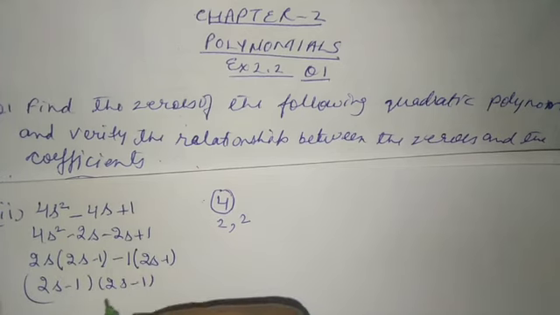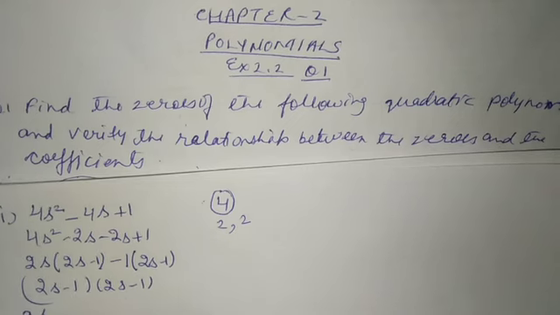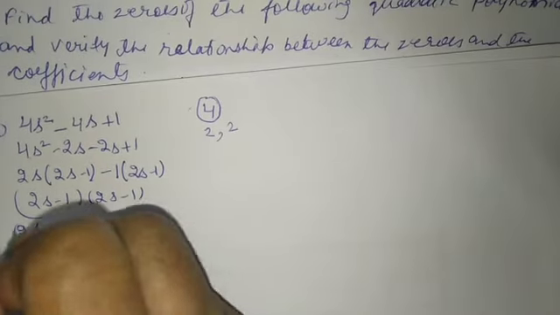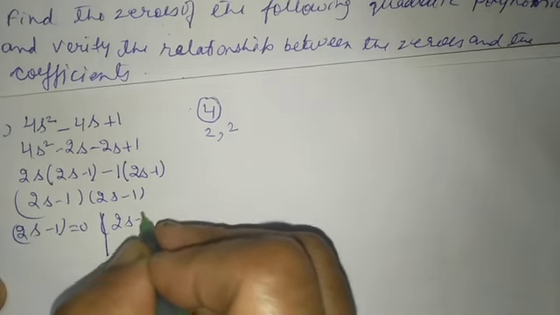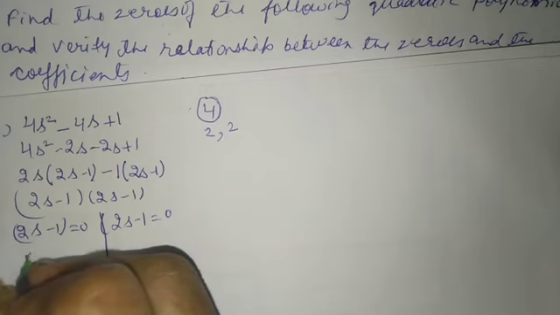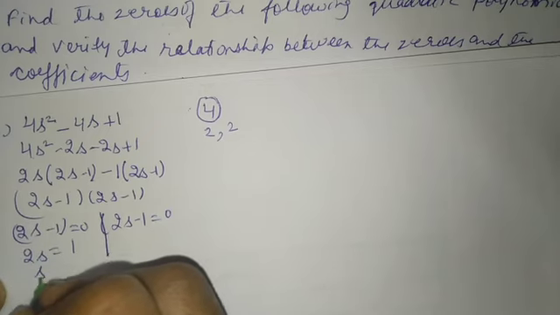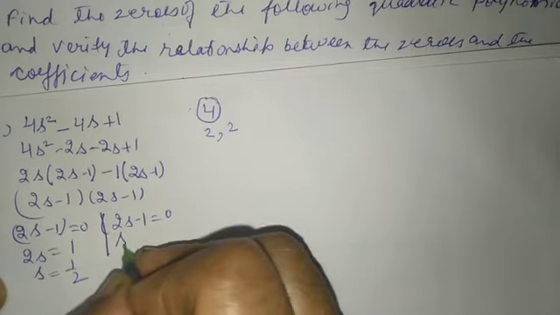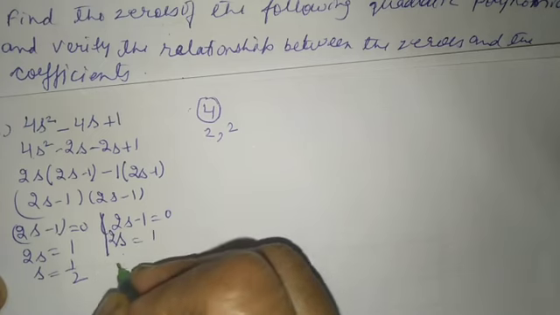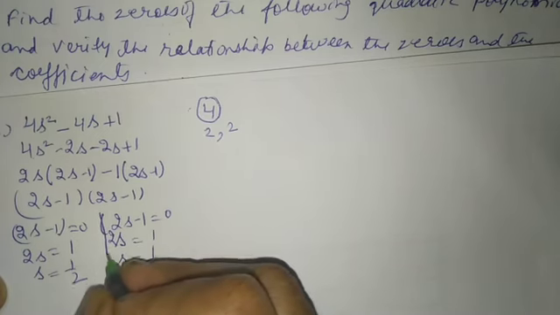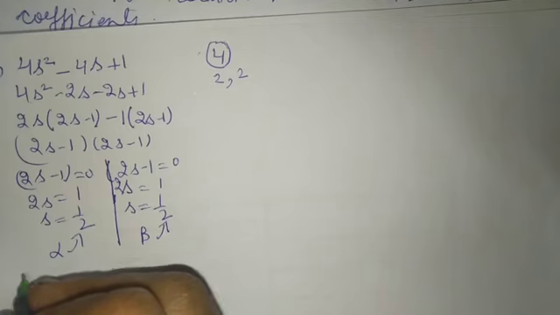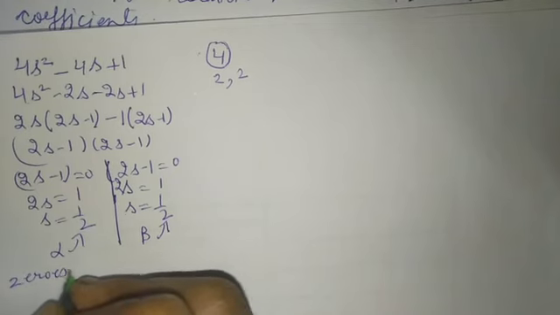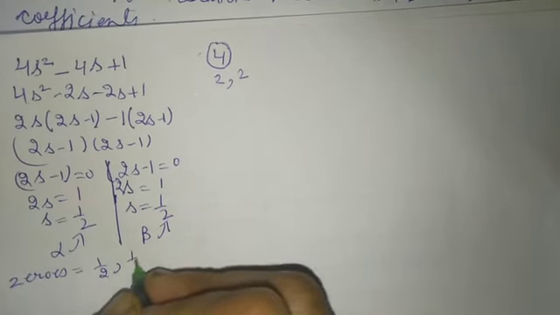The value of this quadratic polynomial will be 0 when 2s minus 1 is equal to 0, and for this one also 2s minus 1 is equal to 0. So 2s is equal to 1, or s is equal to 1 by 2. Here also 2s is equal to 1 and s is equal to 1 by 2. Let's say this is our alpha and this is our beta. Now these are the zeros of the polynomial which we got. So the zeros here are 1 by 2 and 1 by 2.